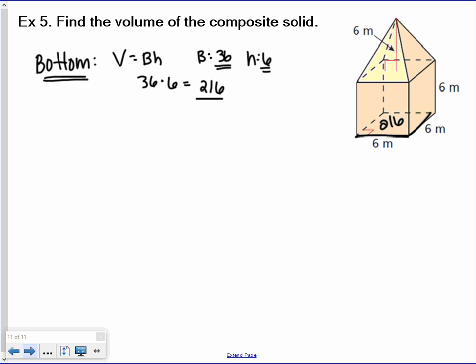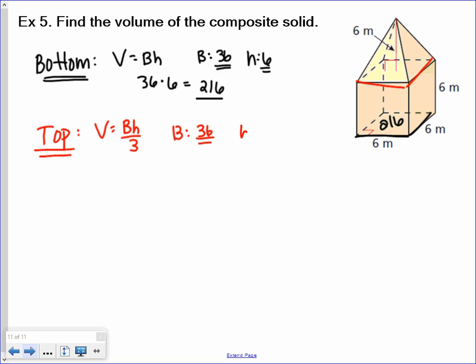Okay, the top piece is a pyramid, which is a different formula, because the top piece only has one base and then meets at a point at the top. So that formula that we learned today is BH divided by 3. Now, what's the shape of the base of the pyramid on top? Square. It's the same square as it was down here. So we already found capital B. Capital B is 36. 6 times 6. Same dimensions as the base on the bottom.